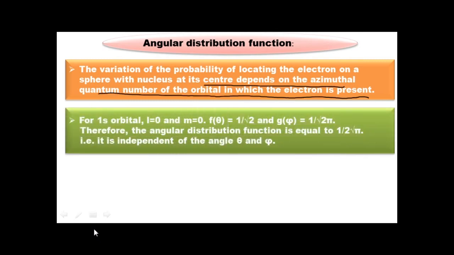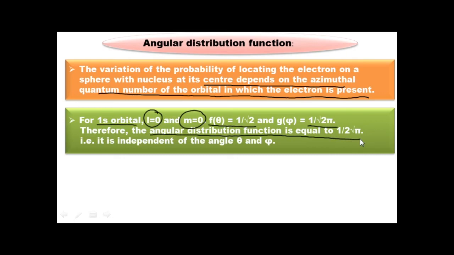For the 1s orbital, what is the L value? 0. And then the m value is also 0, since L is 0. What is F of theta? 1 by root 2. And then what is the phi value? 1 by root 2 pi. Therefore, the angular distribution function is equal to 1 by 2 root pi.